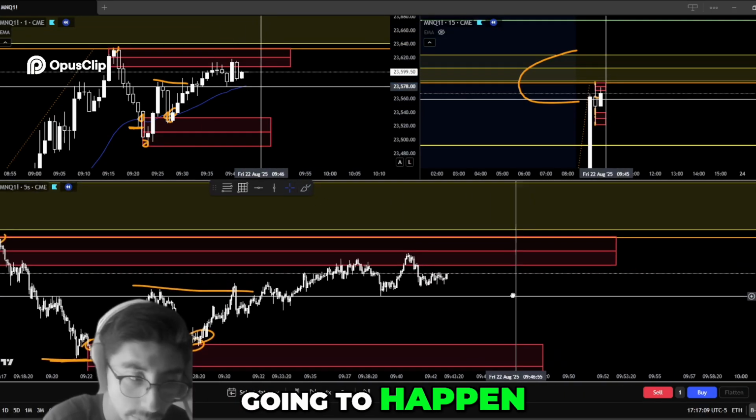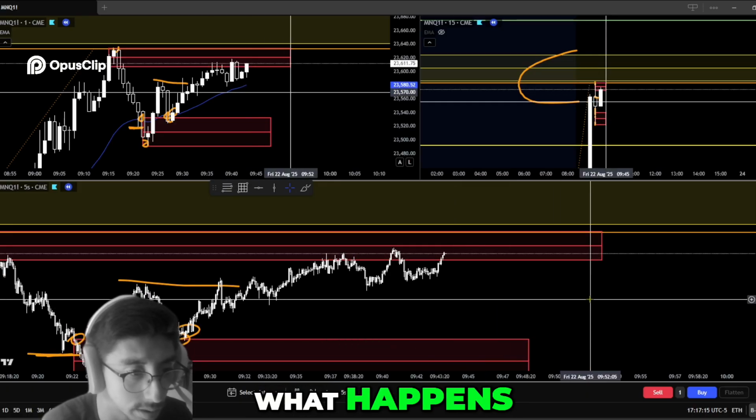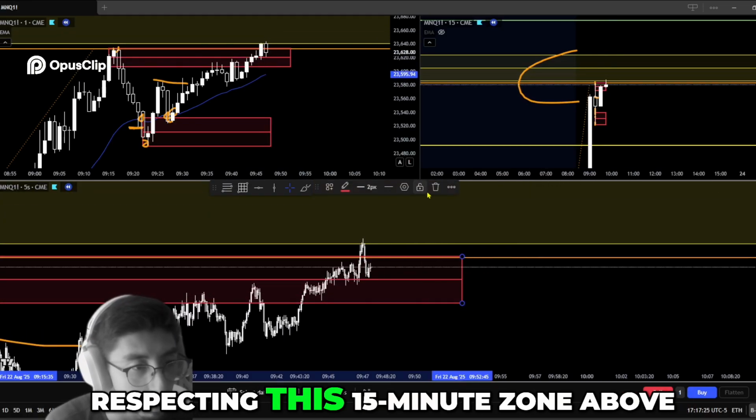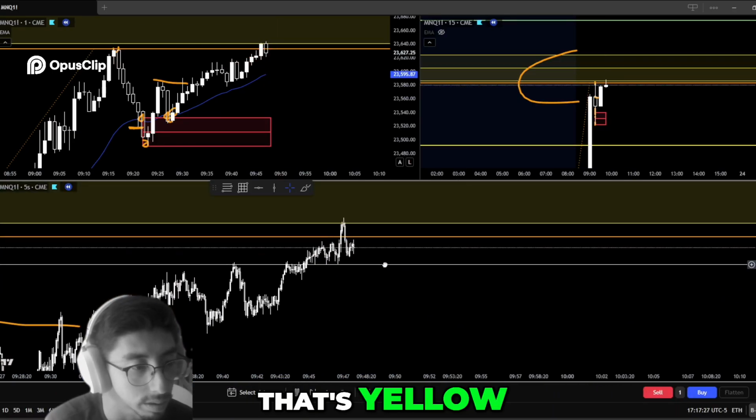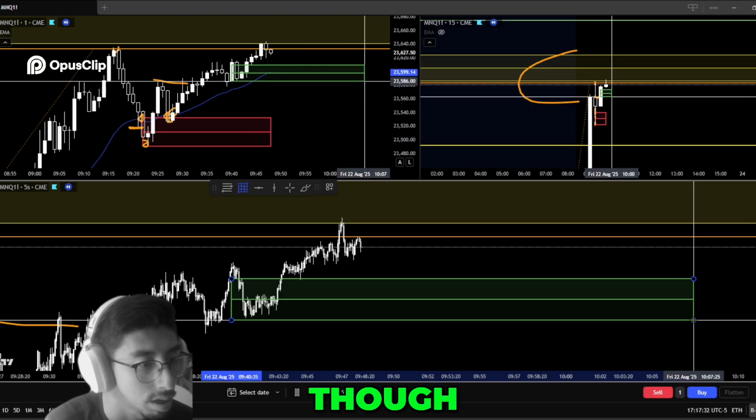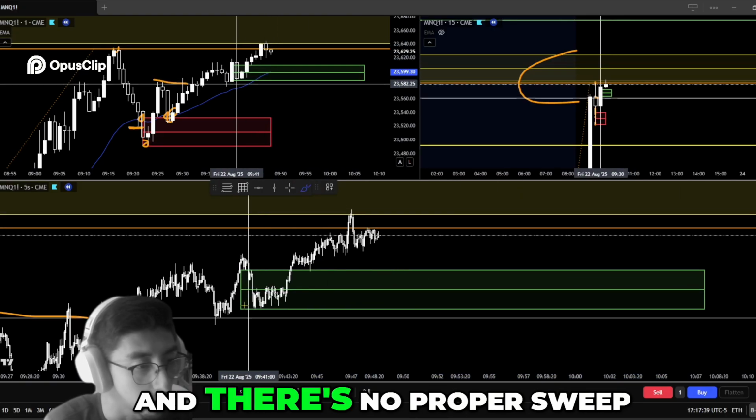Doesn't look like it's going to happen. Let's skip this and go ahead and see what happens. Okay, so we are super respecting this 15-minute zone above. That's yellow. I see a play that I like. I'm not going to take it though, because we have so much resistance above here and there's no proper sweep.